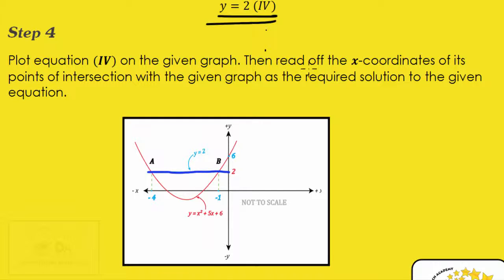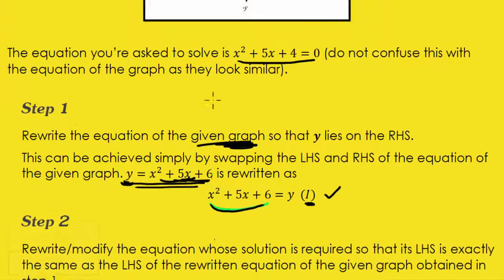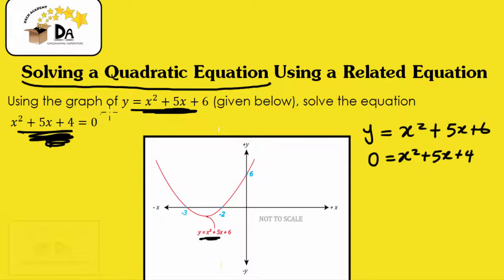Now, the solution to the equation we're trying to solve is given by the x coordinates of the points of intersection of the two lines. And we can read off that the x coordinate of the first point, point A, is -4. The x coordinate of the second point, point B, is -1. And we are done. Going back to the question, the solutions to the equation we are trying to solve are x equals -4 and x equals -1.